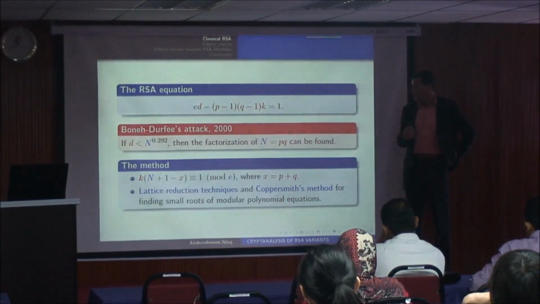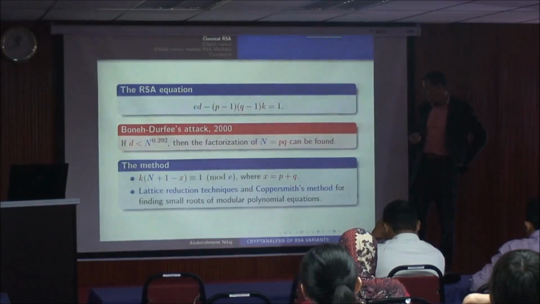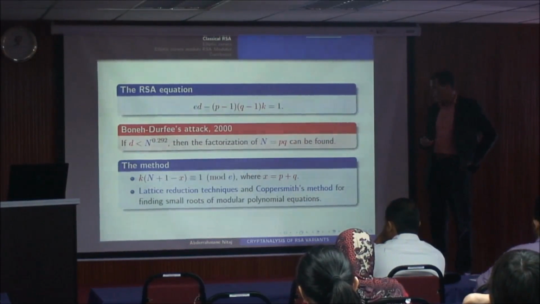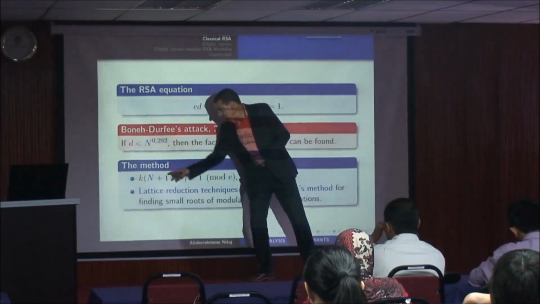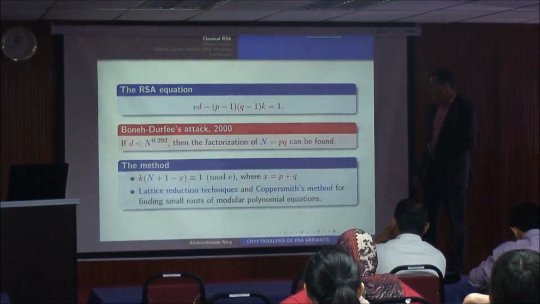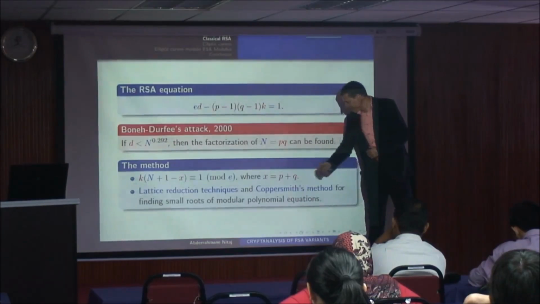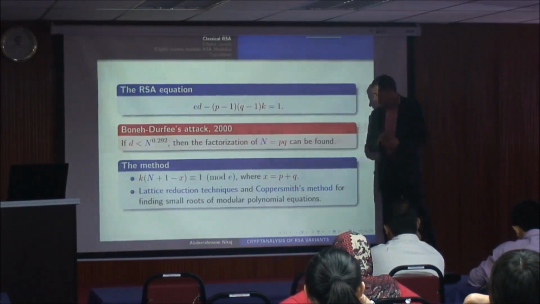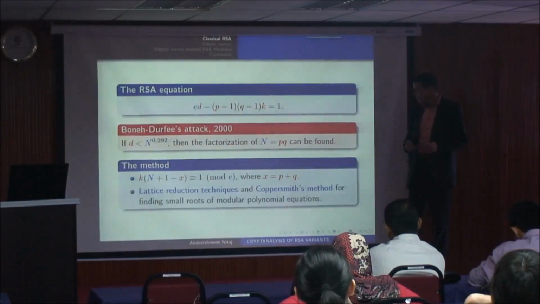So the method of Boneh and Durfee is based on the Coppersmith method. The Coppersmith method, we saw it this morning. It's based on applying the LLL algorithm to solve this polynomial equation. And using this method, we can get the value of x, which is p plus q, and using the fact that n is the product of p times q, we can solve the system and find the value of p and q.